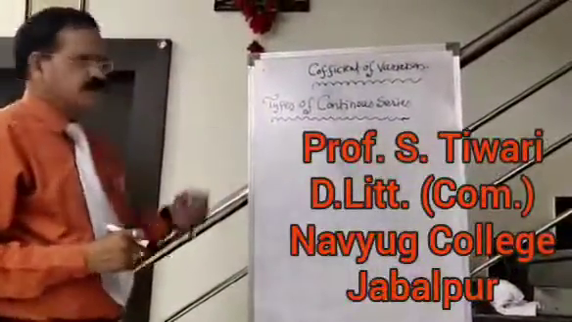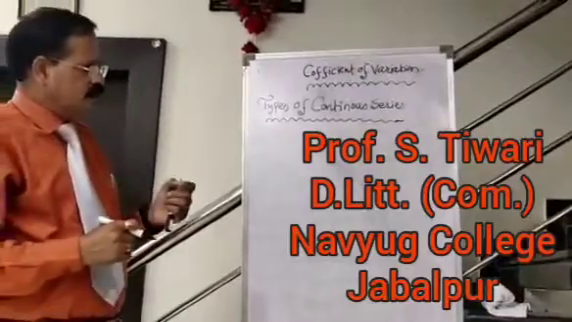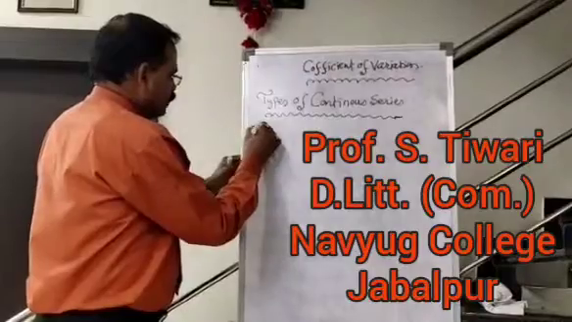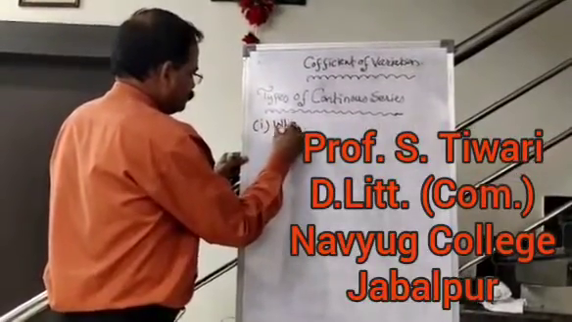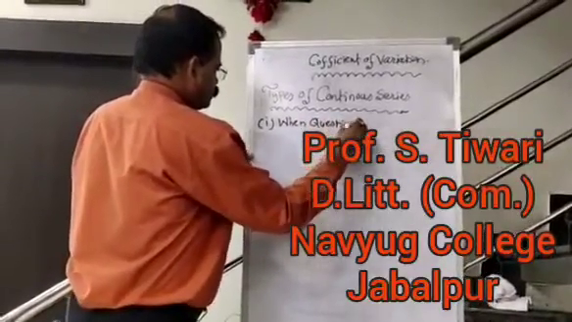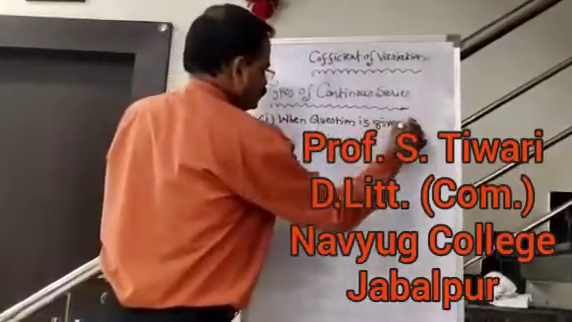आज कोफिशिएंट ऑफ वेरिएशन में हम करेंगे टाइप्स ऑफ कंटिन्यूस सीरीज। पिछले वीडियो में हम कंटिन्यूस सीरीज तक हो चुके थे। अब टाइप्स ऑफ कंटिन्यूस सीरीज में देयर आर 5 टाइप्स ऑफ कंटिन्यूस सीरीज। नंबर 1, व्हेन क्वेश्चन इज गिवन inclusive series.